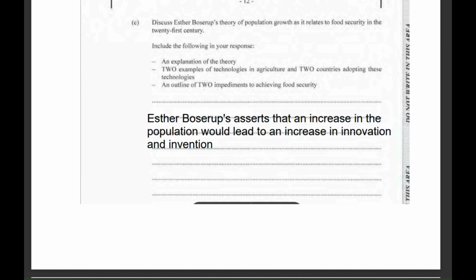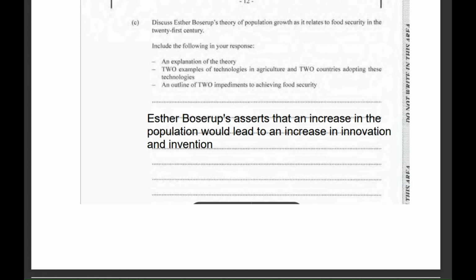So far that's seven. We had the Green Revolution, we had the genetically modified crops and grafting, we have aqua farming and the blue revolution, we have animal engineering, we have the use of technology to encourage pollination, we had the improvement in the irrigation system. Once you were able to list any two examples of technologies in agriculture and two countries that adopt these, you should be well on your way.